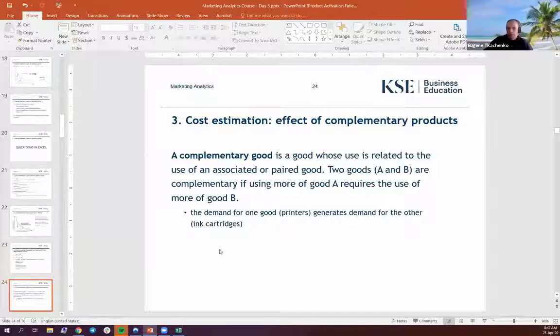Yeah, Google knows everything these days. Then another topic I wanted to cover briefly is the effect of complementary products. So think of it this way.